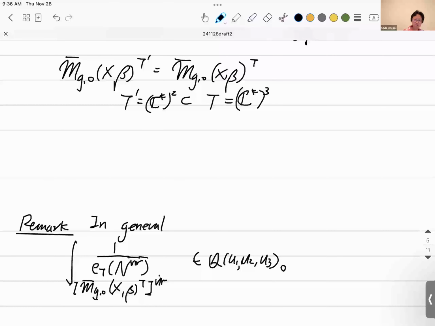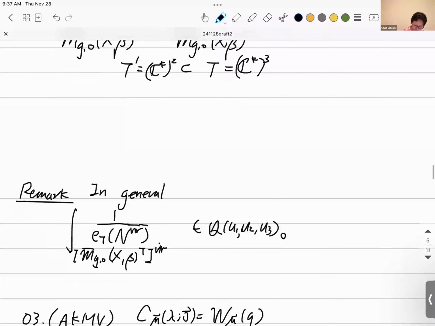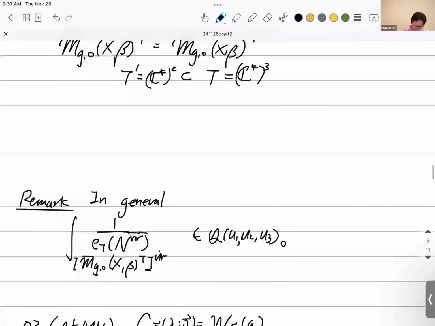So if you use the three-dimensional torus, you use the T equivariant, not T prime equivariant, Euler class of the virtual normal bundle of the torus fixed point set in the whole M bar G0 X beta. Then it will be a rational function of the three equivariant parameters U1, U2 and U3, homogeneous of degree 0. And in general, it will depend on these parameters. So that's what I want to comment on this.